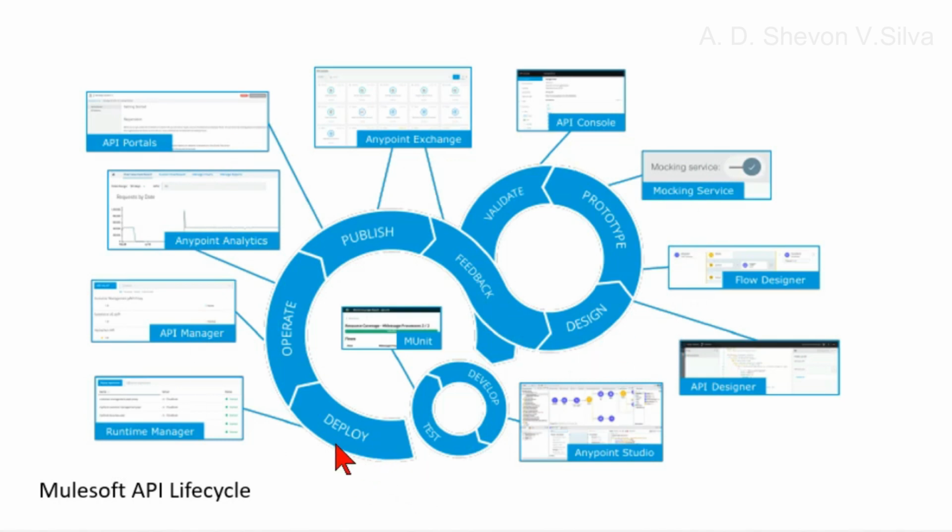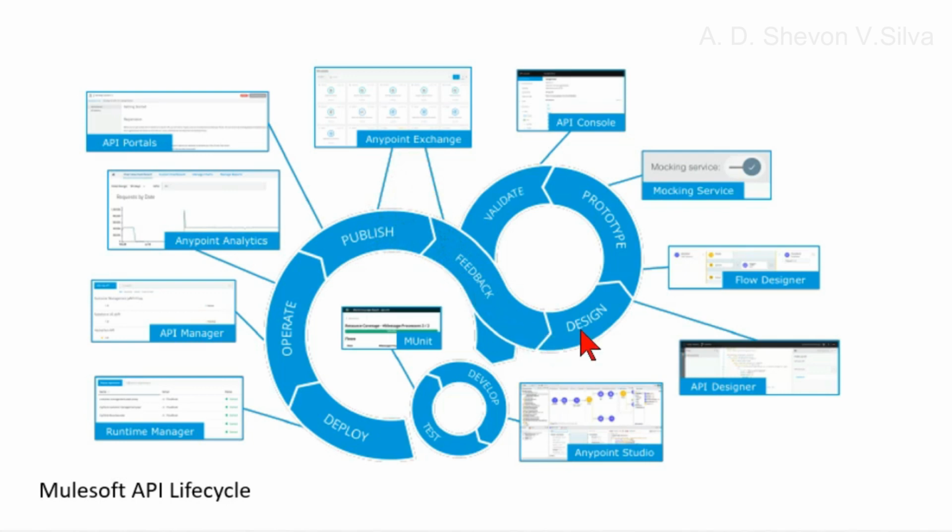Here you can see deploy. The application in Runtime Manager and operate interact with the API Manager. Operate also interacts with Anypoint analytics. Operate is connected to publish. Publish interacts with the API portal and Anypoint Exchange, and then the next stage is feedback. Feedback interacts with Anypoint Exchange.